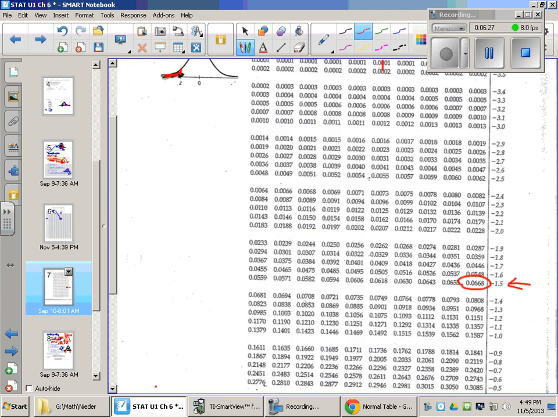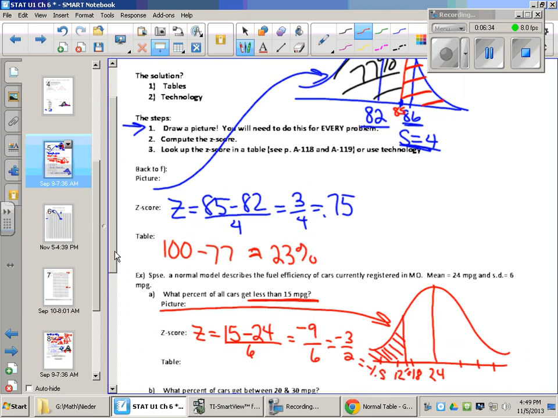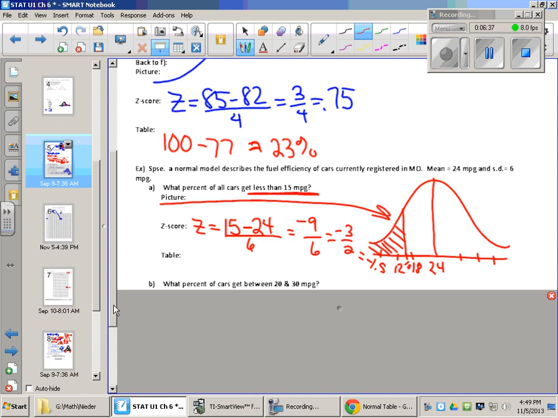And again, these tables always give us the percentage below the z-score we're using. So that's exactly what we want this time. So our table tells us that percentage is 0.0668, right? Which in percent form would be 6.68%, or approximately 7%. Remember, AP Stat is not too picky on how you count. So about 7% of cars currently registered in Missouri, if they're normally distributed, get less than 15 miles per gallon.